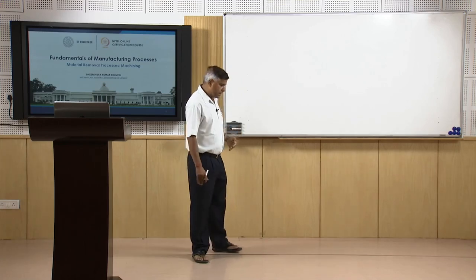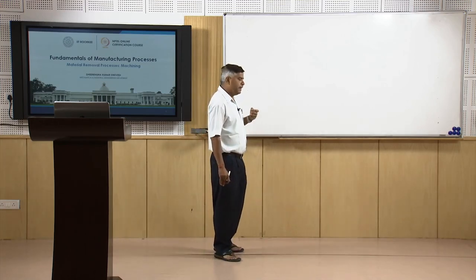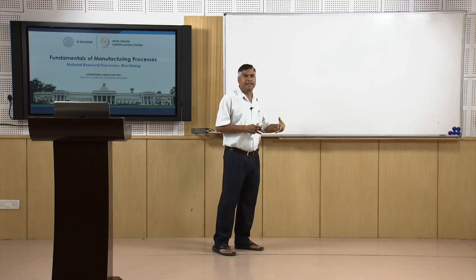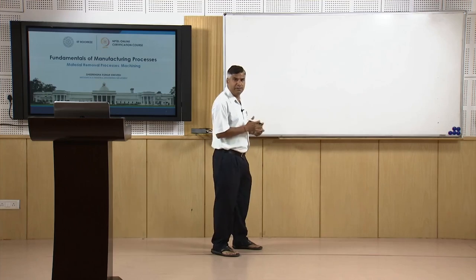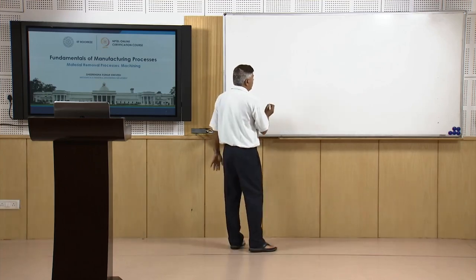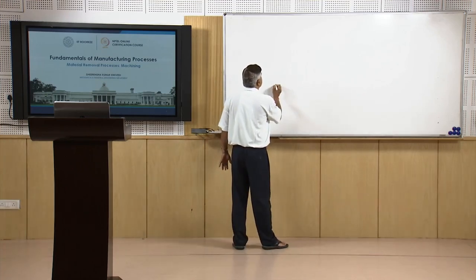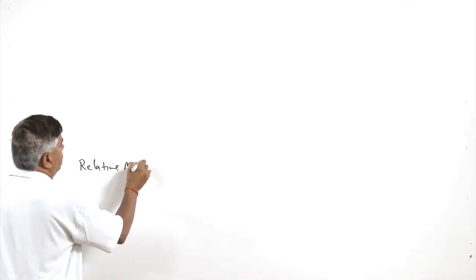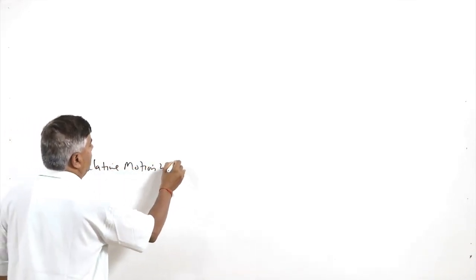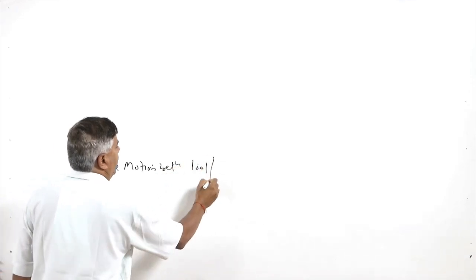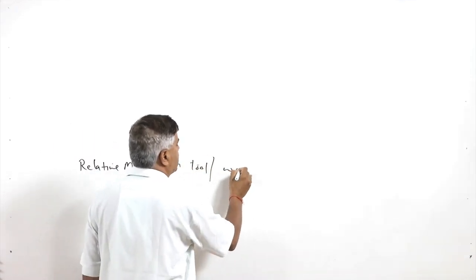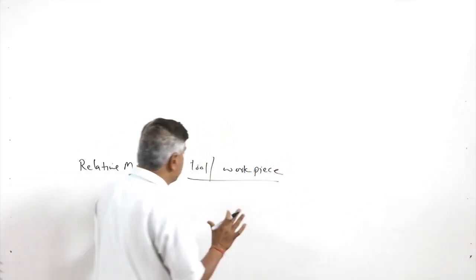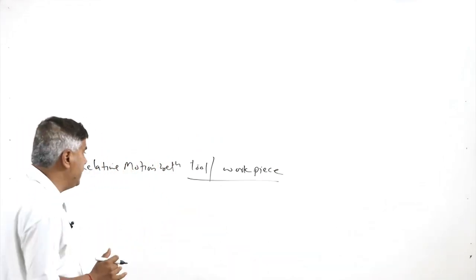So, as I have said, machining involves the removal of the unwanted extra material in order to get the desired size and shape. So, how is the material to be removed so that the shape is achieved? For this purpose, basically the relative motion between the tool and the workpiece is important, and this relative motion governs which shape will be achieved.